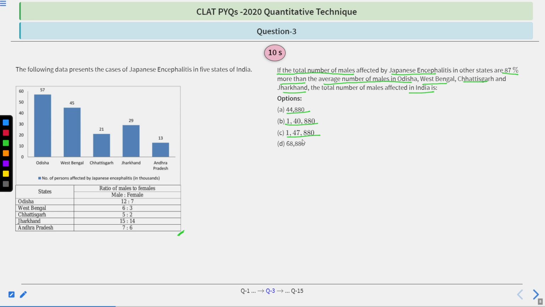44,880, 1,40,880, 1,47,880, 68,880. So you will have 10 seconds to try this question. After 10 seconds, we'll move towards its correct option and explanation. So your time starts now.